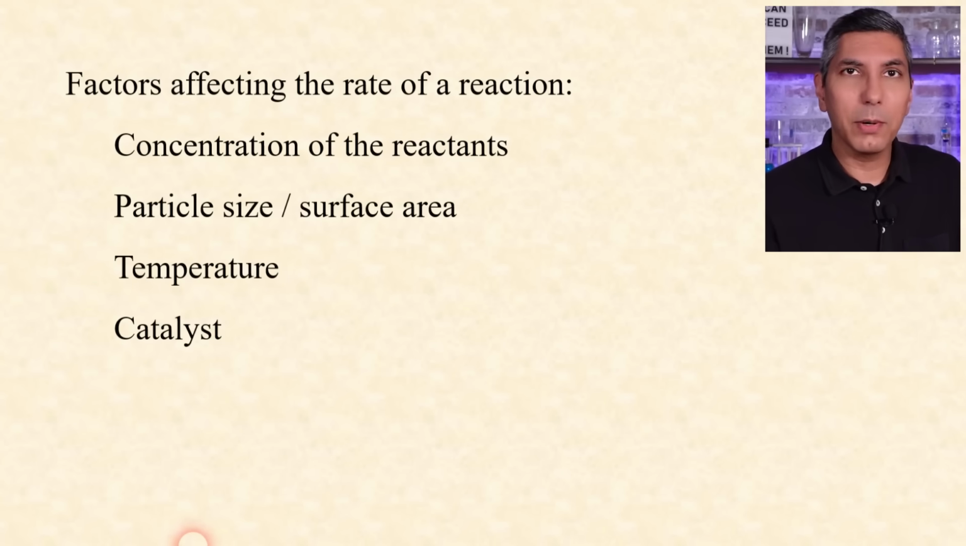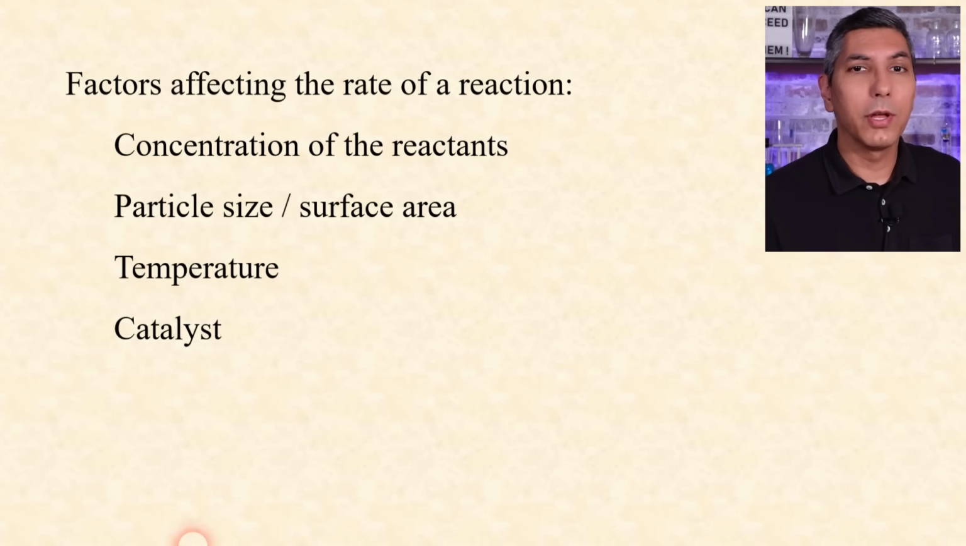Kinetics is all about how fast or slow a chemical reaction proceeds. Four main factors affect the rate of a reaction: the concentration of the reactants, the particle size of the reactants, the temperature, and the presence of a catalyst.